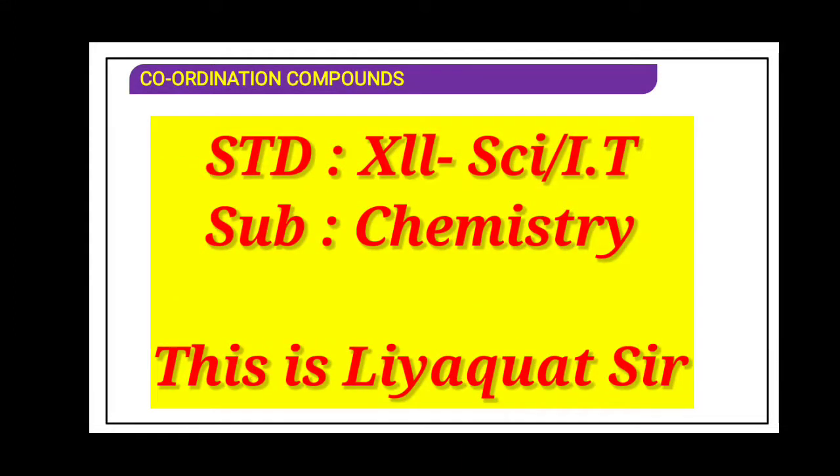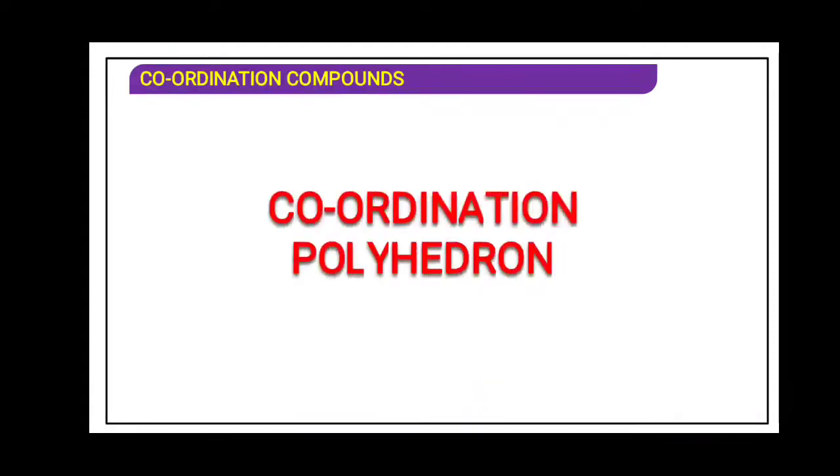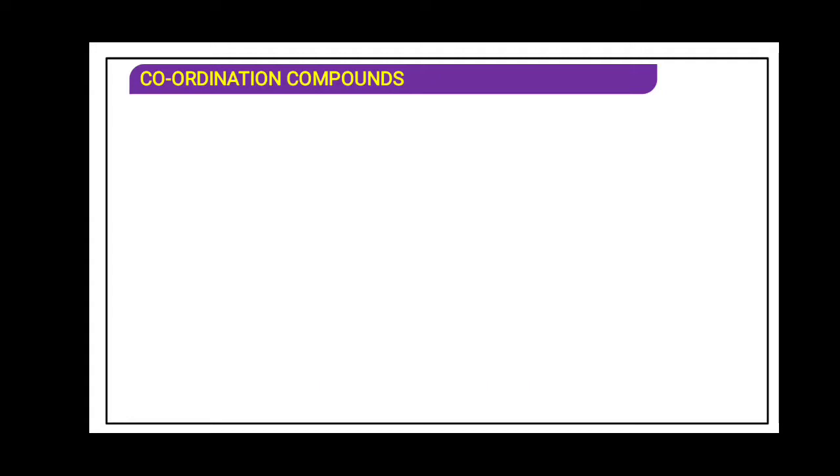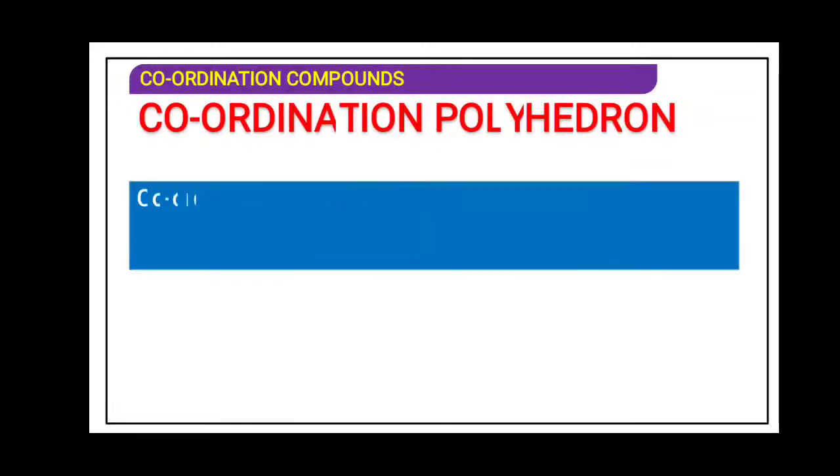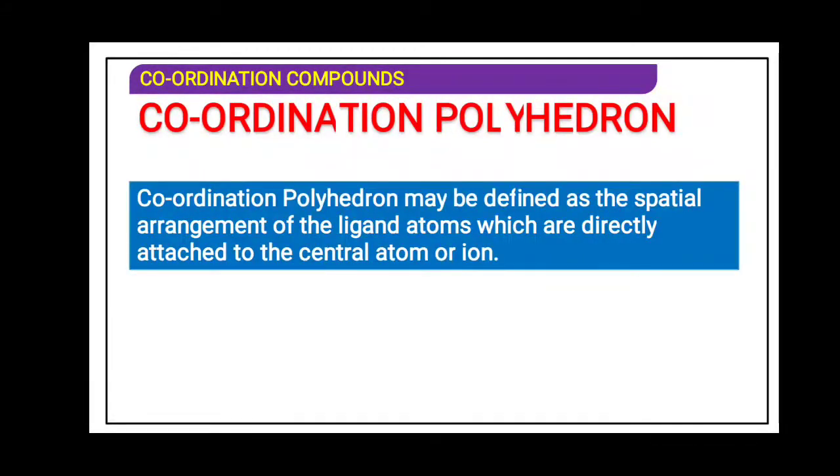Today we are going to see the structure of the coordination compound, that is coordination polyhedron. Let's see the diagrammatic representation of the complex. Now coordination polyhedron may be defined as a spatial arrangement of ligands. Spatial arrangement means arrangement of ligands in space. Spatial arrangement of ligand atoms which are directly attached to the central metal atom or ion.